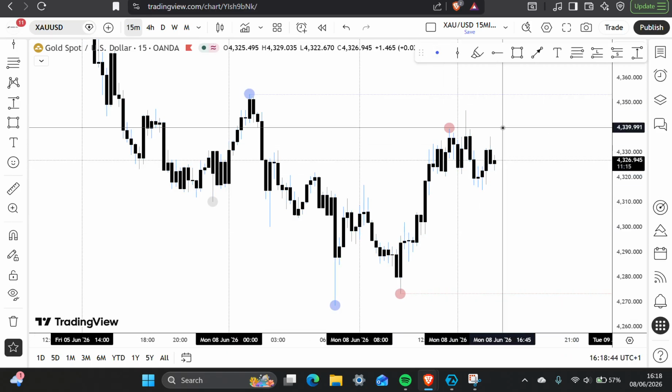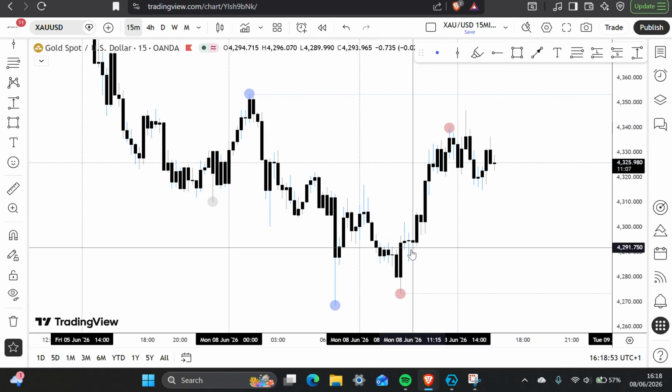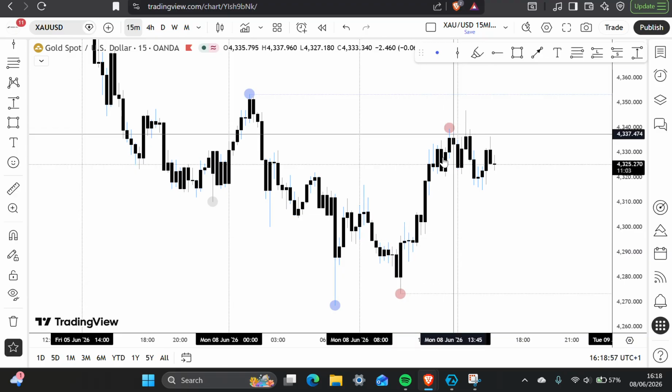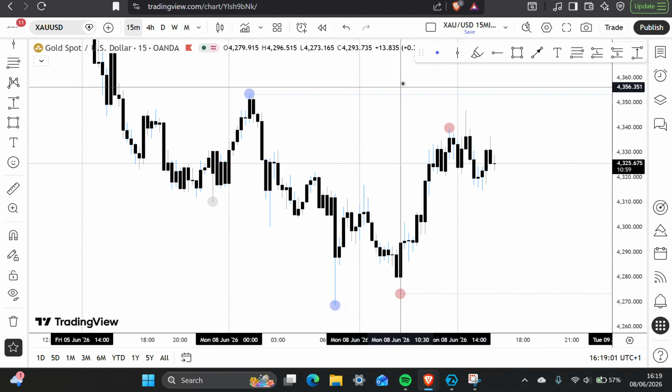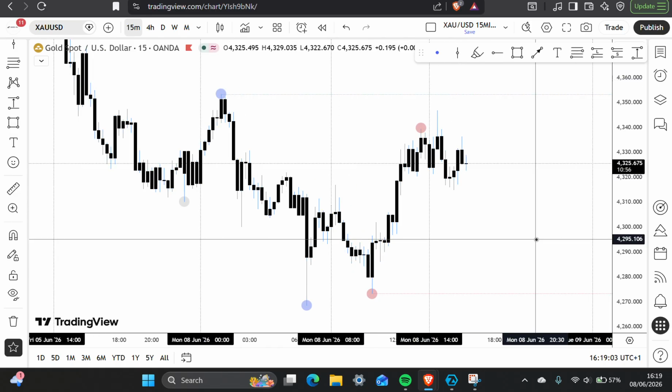So how do we predict? Well, not predict, but how do we know if London is gonna turn around and move? How do we know if Asia's gonna continue? All of that comes down to session inventory.